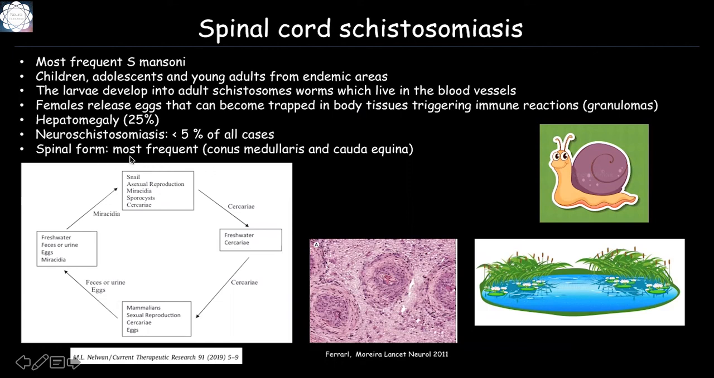The spinal form is the most frequent complication in the central nervous system, especially the localization at the level of the conus medullaris and cauda equina. Remember that snails are important in the transmission. They are intermediate hosts. And here you have the life cycle of this parasite.